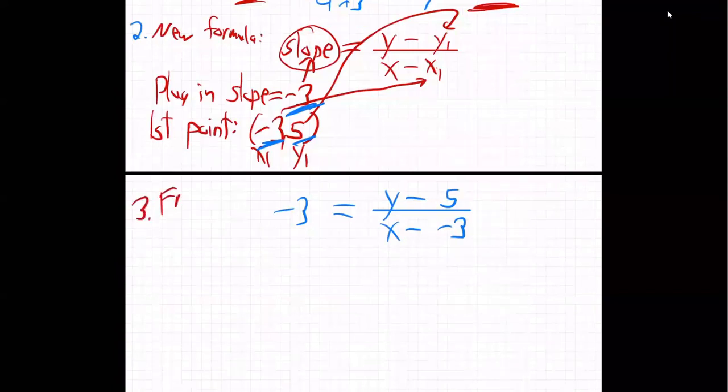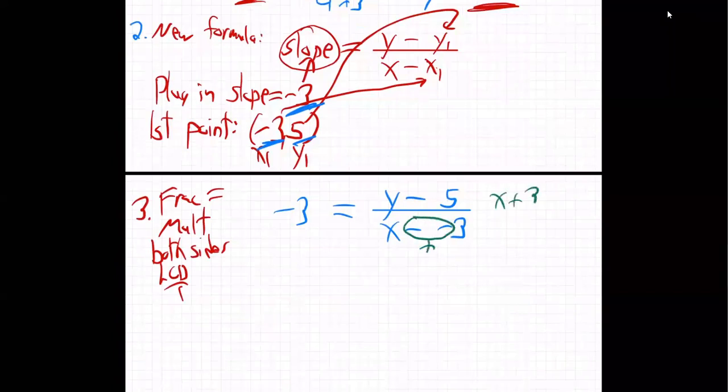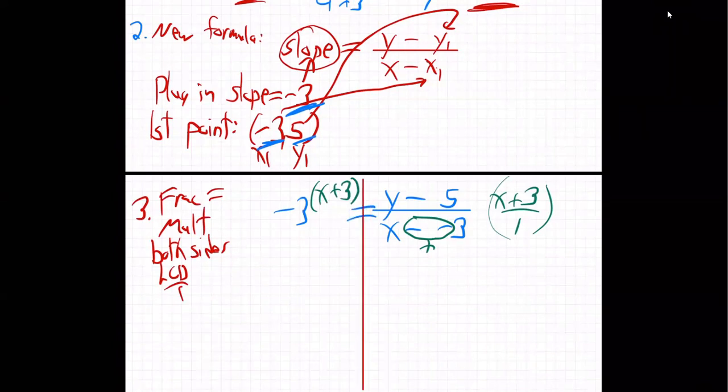Step 3, we have a fraction with an equal sign. Multiply both sides by the LCD over 1, right? LCD, what is it? Well, these double negatives are going to make this positive, as we know. So it's x plus 3 over 1, and the other side by x plus 3 also. See, I multiply both. So let me just move that equal sign a little bit. See, I'm multiplying both sides by LCD over 1, x plus 3. You see that?